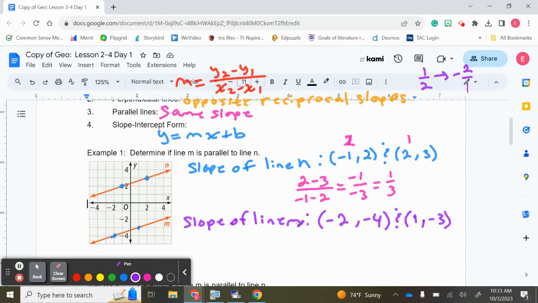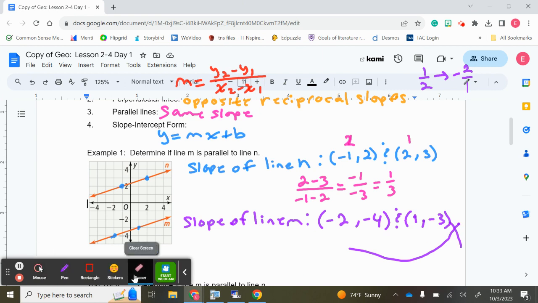All right, so now finding this, why is it doing that? Good Lord.